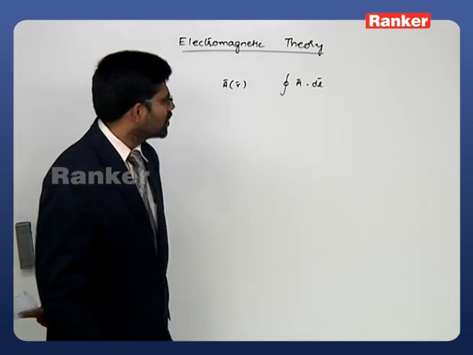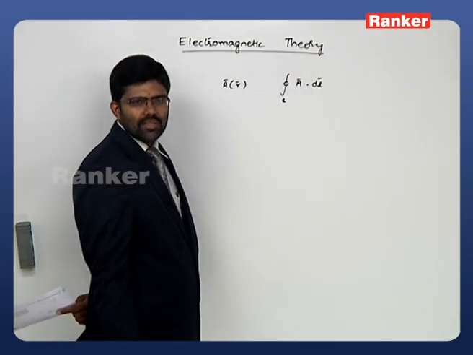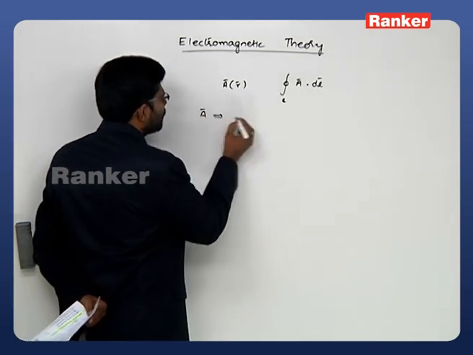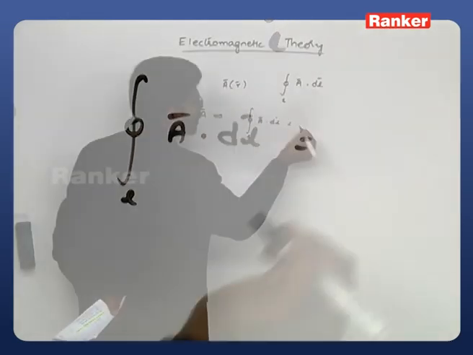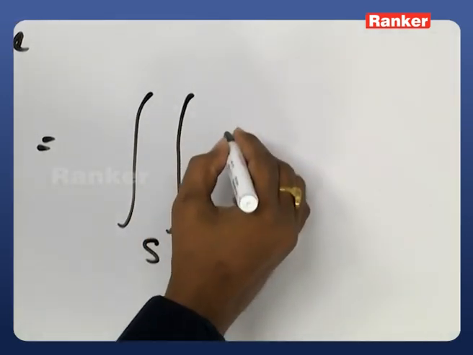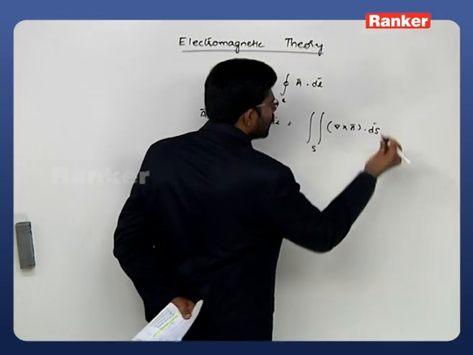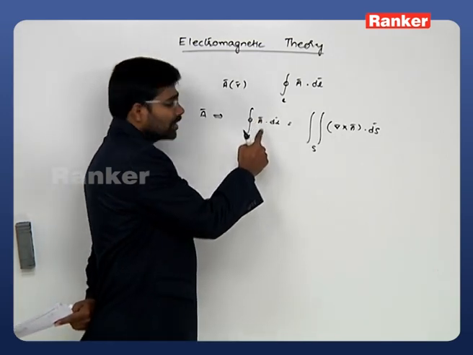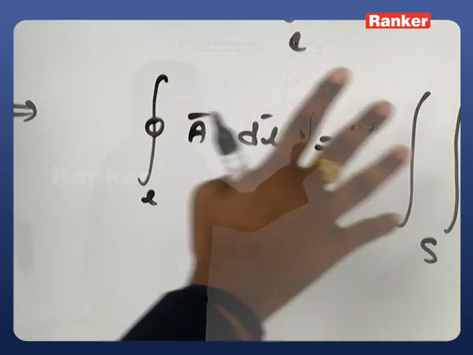Stokes theorem is a theorem which is useful for relating a line integral with a surface integral. If we have any vector A bar, how was Stokes theorem defined? The closed line integral of A bar dot dl bar is equal to the open surface integral of del cross A bar dot ds bar. Whenever there is a closed line integral, clearly remember that A bar dot dl bar can be equated to an open surface integral.